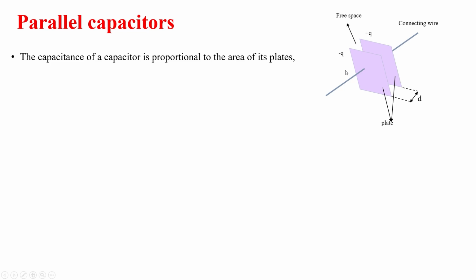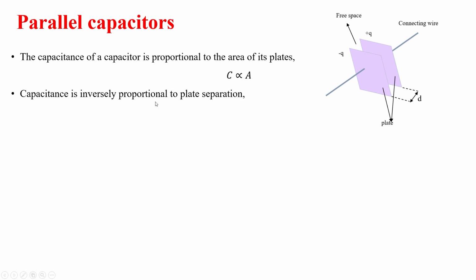Now the capacitance is the ability to store charge. This is directly proportional to the area of the plate. If the area of the plate is larger, a large amount of charge will be stored, and if the area of the plate is smaller, definitely a small amount of charge will be stored in the capacitor. So here you can see the direct relation between the capacitance and the area.